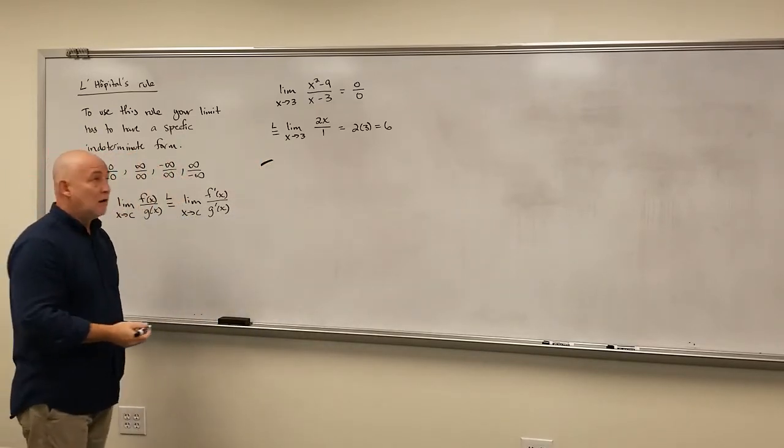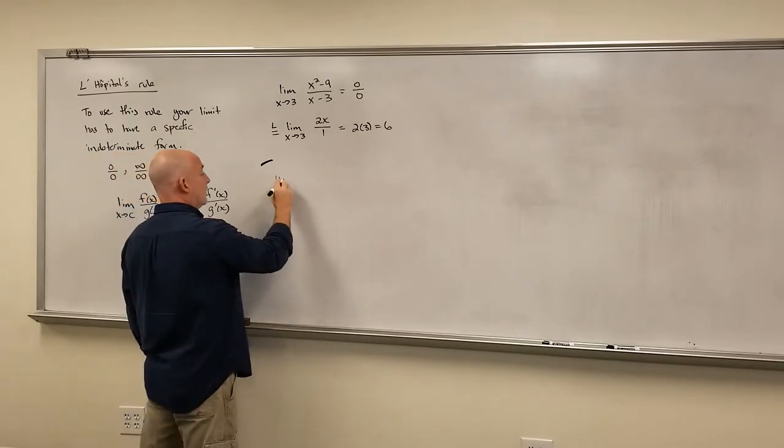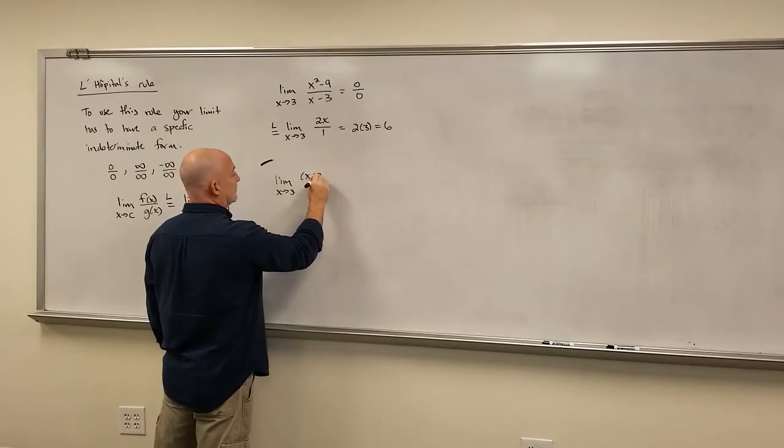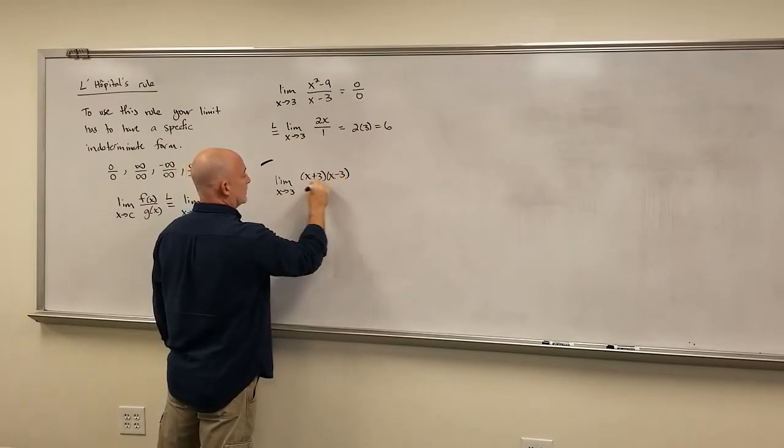Now, back in Calc 1, the way that we had to do this, the limit as x approaches 3, we would have to factor the top, that's the difference of squares, over x minus 3.